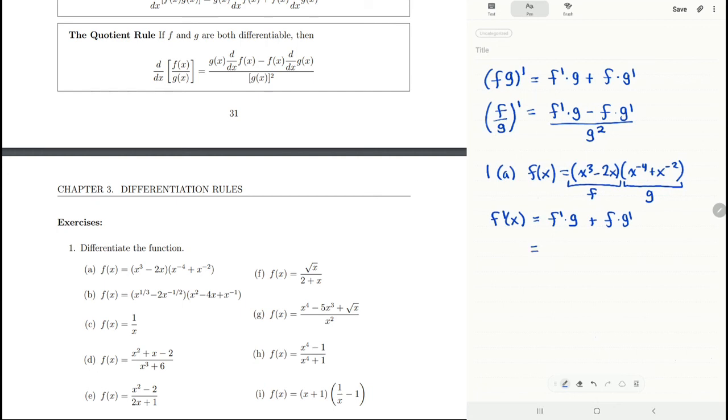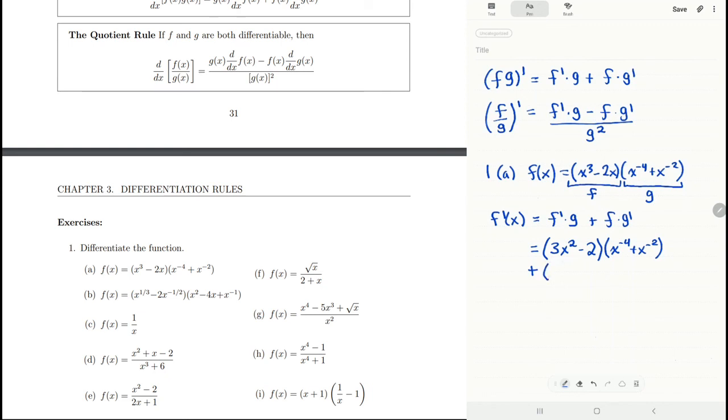The product rule says we differentiate our f, which is x cubed minus 2x. The derivative of x cubed, using the power rule, is 3x squared. The derivative of negative 2x is negative 2. So that is our f prime. And this is multiplied by g, which is x to the negative 4 plus x to the negative 2. And then we add this to f times g prime.